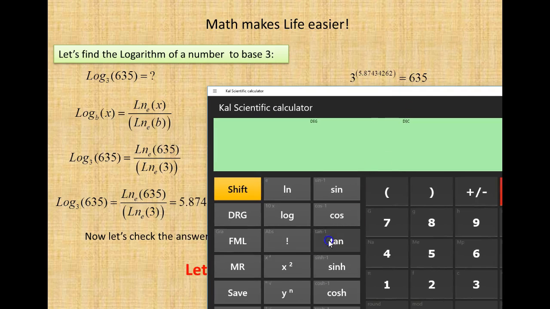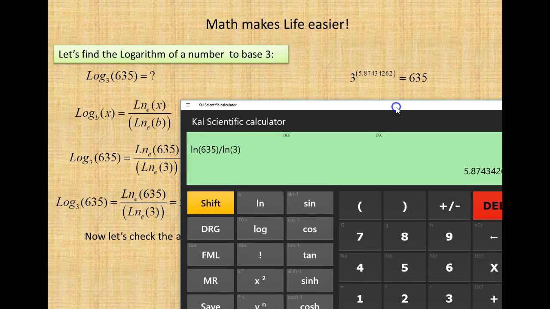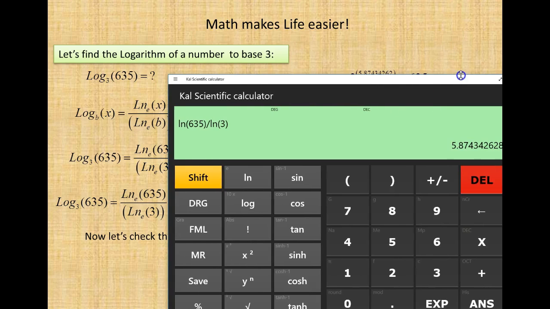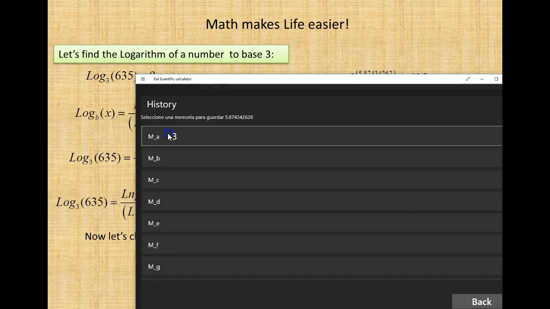So we have the natural log right here. We have the natural log of 635, in parentheses, divided by the natural log of 3, in parentheses. Okay, and then we'll hit the equal sign here. It is equal to 5.874342, just like we had before. So let me save that in here.